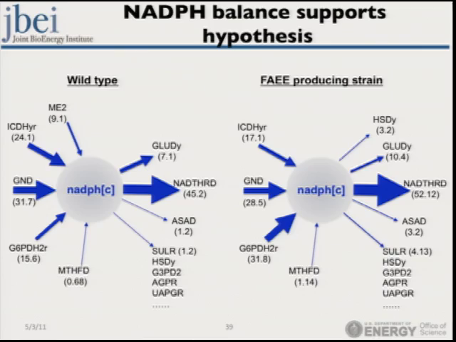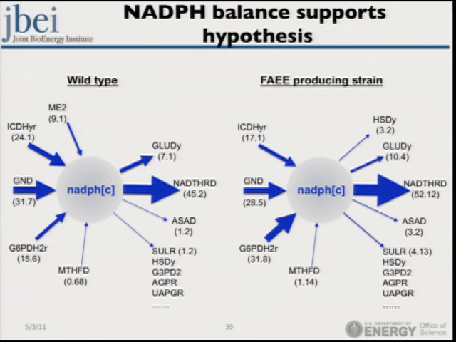We can see this even more clearly if you look at the NADPH balances. And the good thing about this method is that because we have all of the fluxes for the metabolism, we know where all of the cofactors are being created and consumed, so we can make this kind of graph. This graph is all of the reactions that produce NADPH, and these are all the reactions that consume NADPH. And this is for wild type and for the fatty acid ethyl ester producing strain.